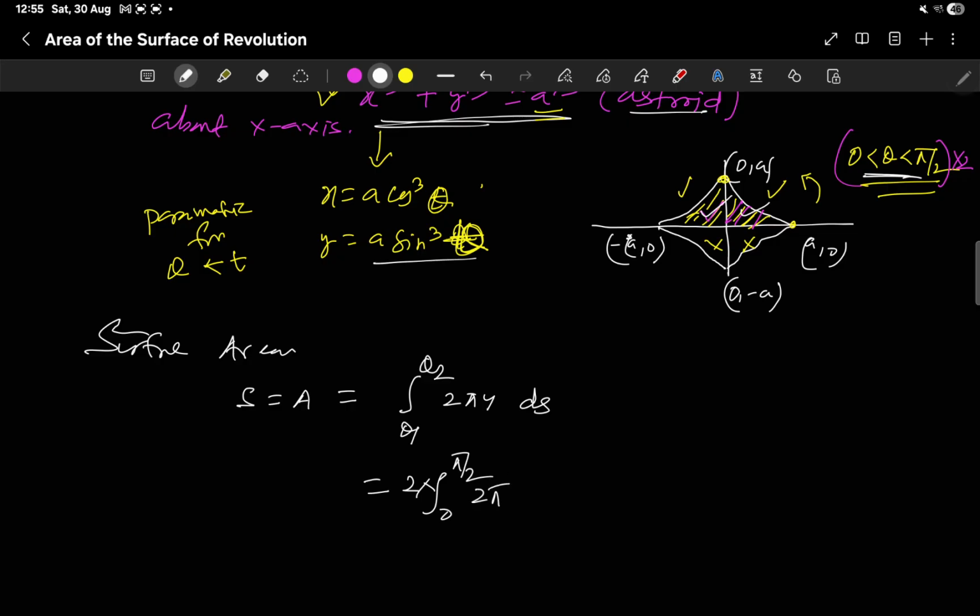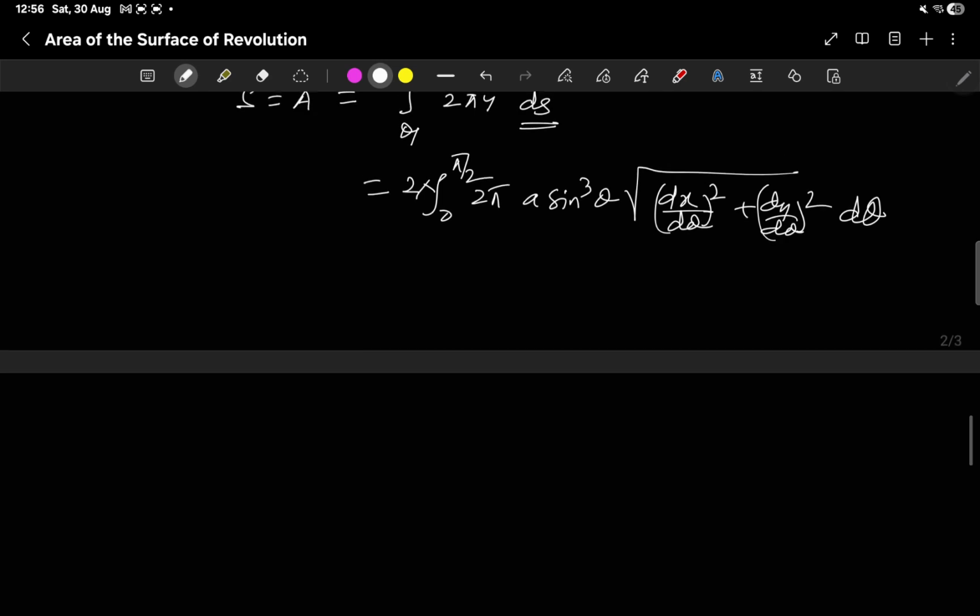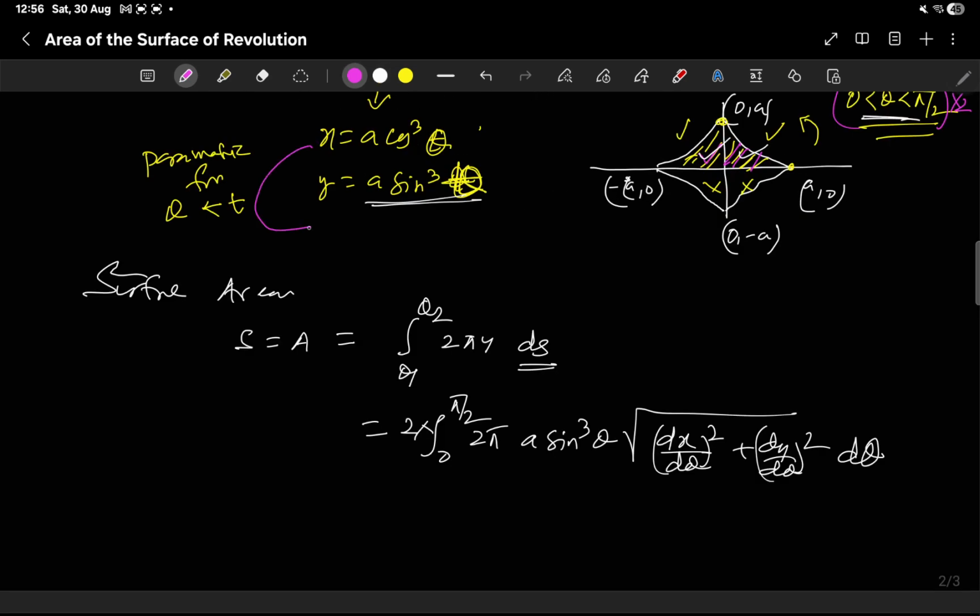What is my y? y is a sin cube theta. What is my ds? ds is the square root of (dx by d theta) whole square plus (dy by d theta) whole square, d theta. I write theta or I write t, that is immaterial. Okay, so what is my dx by dt? You see, dx by d theta will be 3a cos square theta, again times the derivative of cos theta, which is minus sin theta.